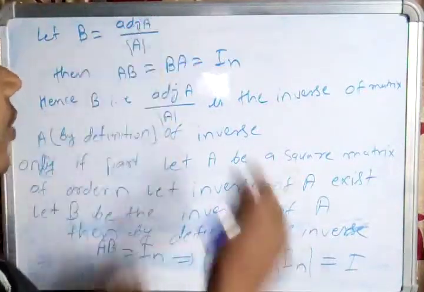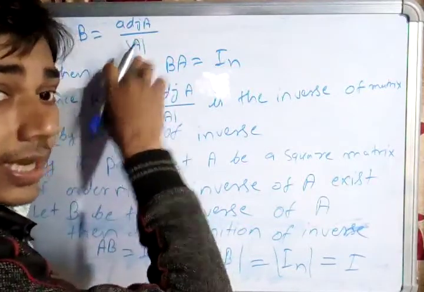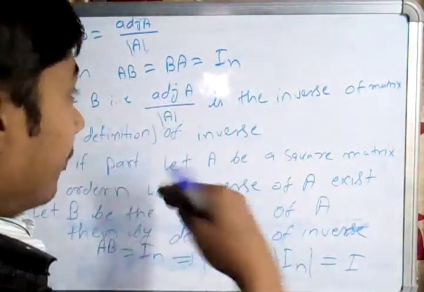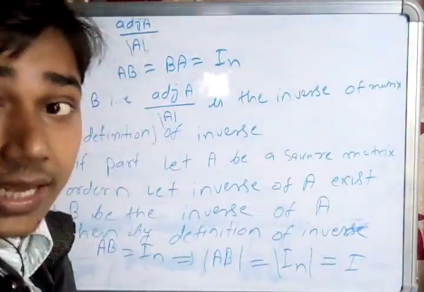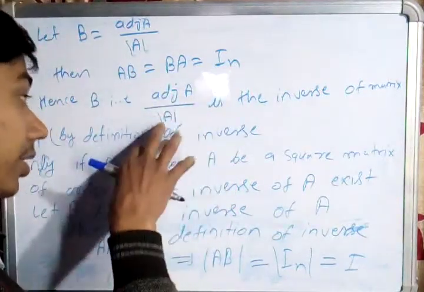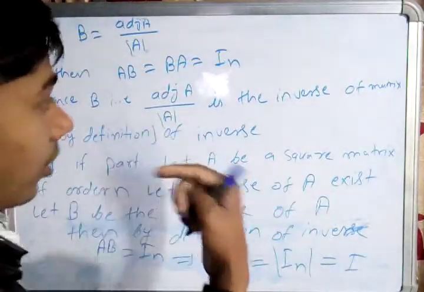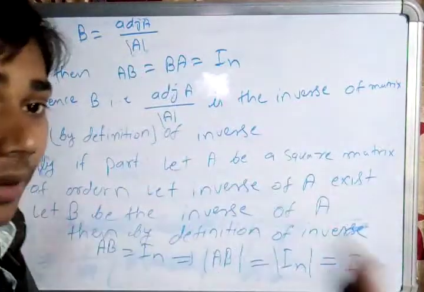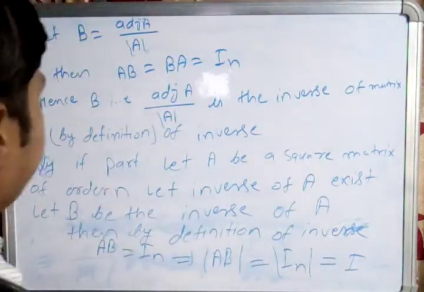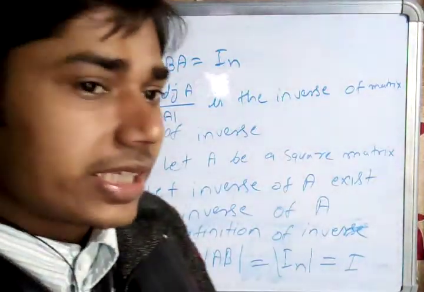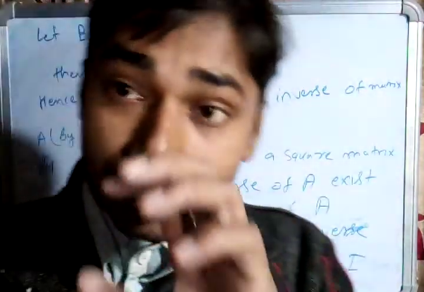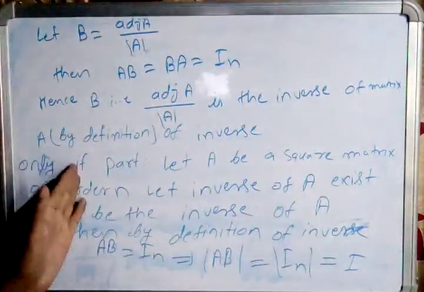Let B be equal to adjoint of A over determinant of A. Then A B is equal to B A is equal to I n, so B is the inverse of A. Hence B, that is adjoint of A over determinant of A, is the inverse of matrix A by the definition of inverse. So when the inverse of matrix A exists, A is a non-singular matrix. This is the "only if" part.